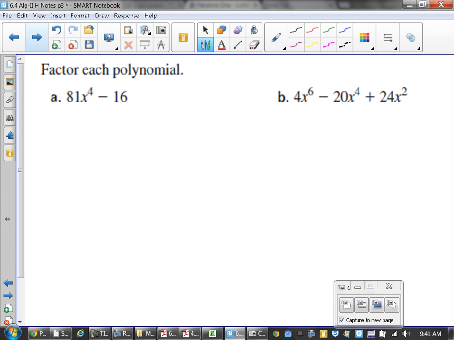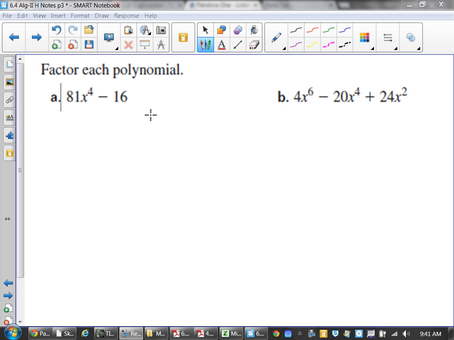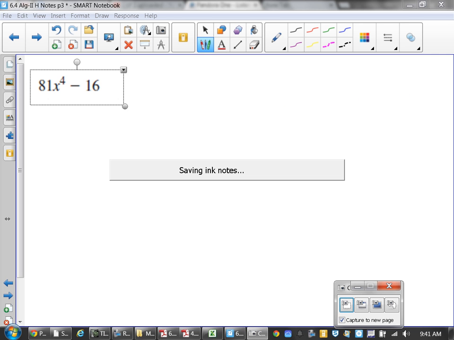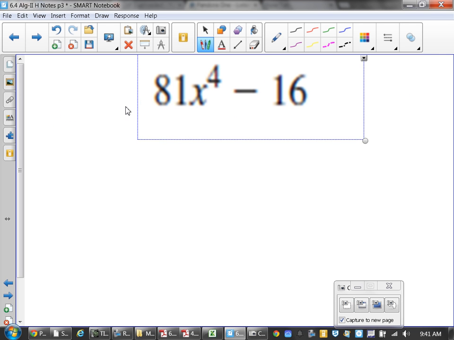So let's start with A. We'll come back to B here in a second. They can all, they have 4 things going on. 81x to the 4th minus 16.